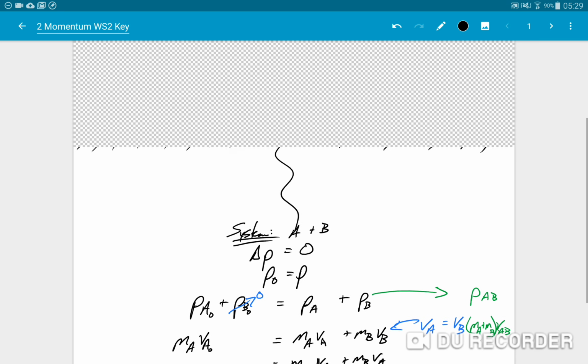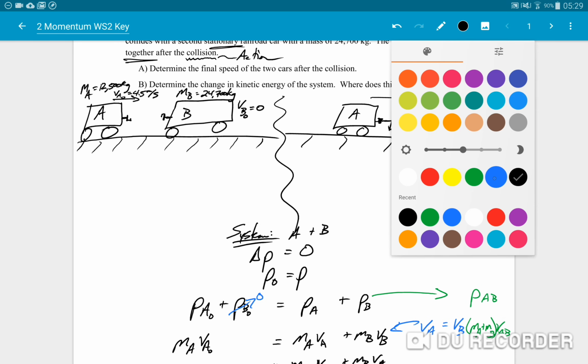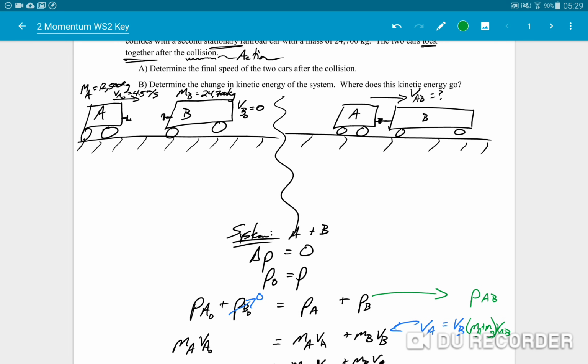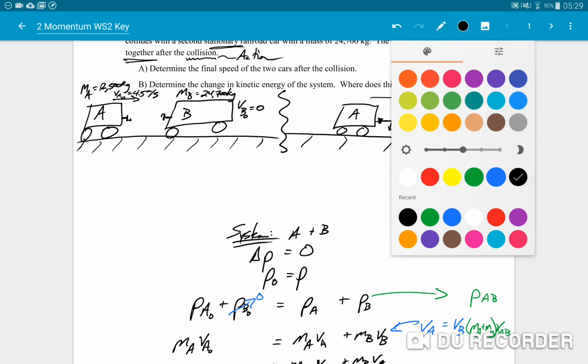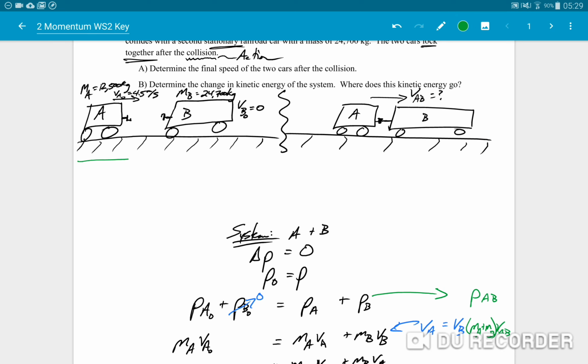Kind of ran out of room vertically here, so I guess I'll have to squeeze that in. I'm going to do that over here. So let's find the change. Maybe I'll erase this line a little bit. Okay, that's a little bit better. All right, so now we're going to do the change in kinetic energy. Sorry about the order here.